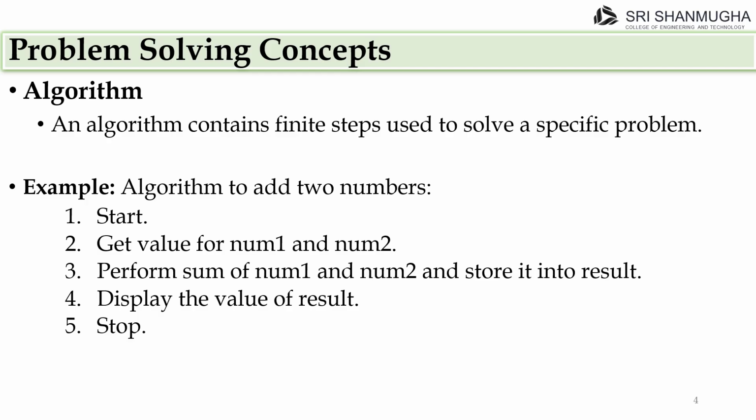After getting the values, we perform the operation and store the result in a third variable. After performing the addition operation, we display the result. That is the fourth step. Finally, after completing all these steps, we terminate the program with the help of stop. So these are all the finite number of steps to give a particular solution to a given problem. That is an algorithm. Based on your algorithm, we can provide a particular solution to a given problem. We will do it one by one.